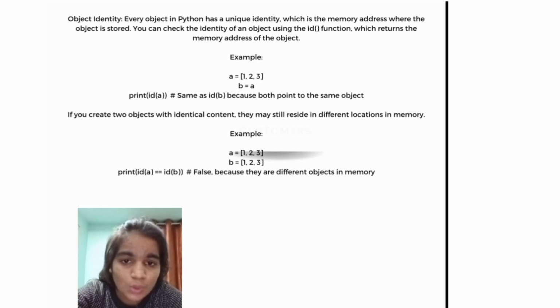If we create two objects with identical content, they may still reside in different locations in memory. Here is one more example. a = [1, 2, 3], b = [1, 2, 3]. Print id of a == id of b. This is False because they are different objects in memory.